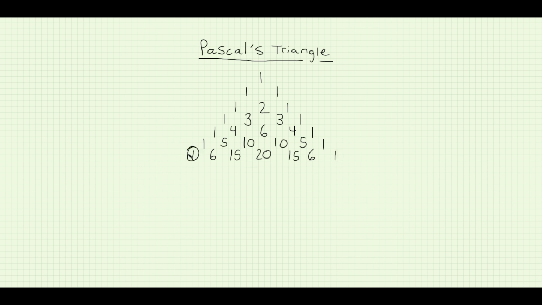At this point, we'll do 1 plus 6, which is 7, so we'll just put a 7 in between that. We'll do 6 plus 15, which is going to be 21. 21 between those two. 15 plus 20, which is going to be 35, so a 35 goes between them. 20 plus 15, which is also 35, and a 35 will go between them. 15 plus 6, which is 21. 6 plus 1, which is 7. And we'll put a 1 on either side.